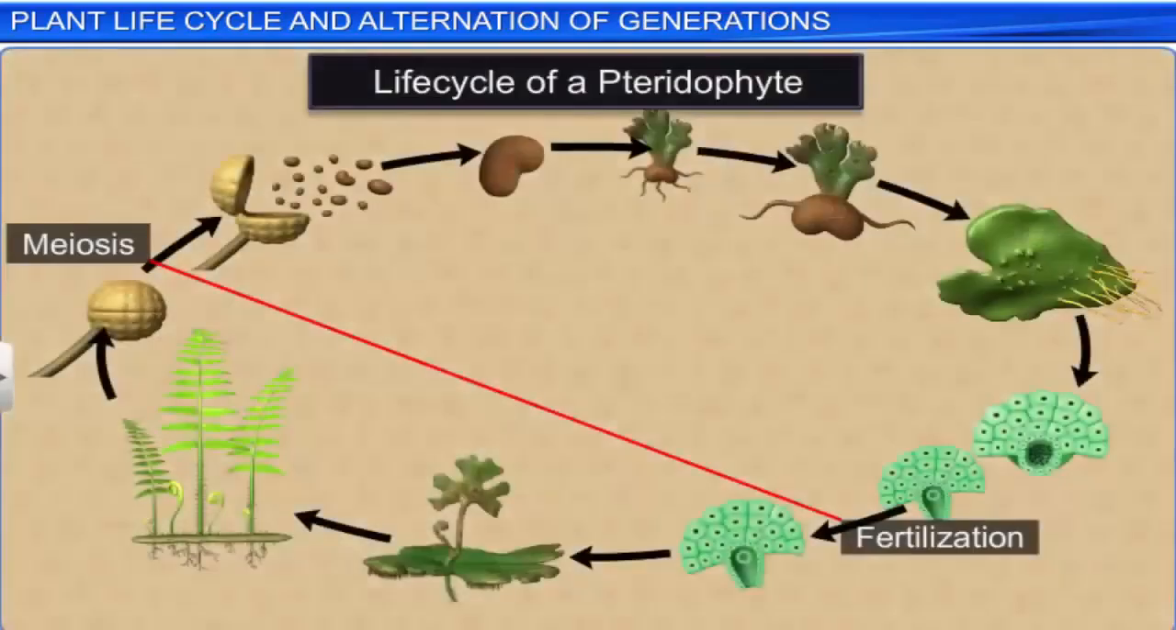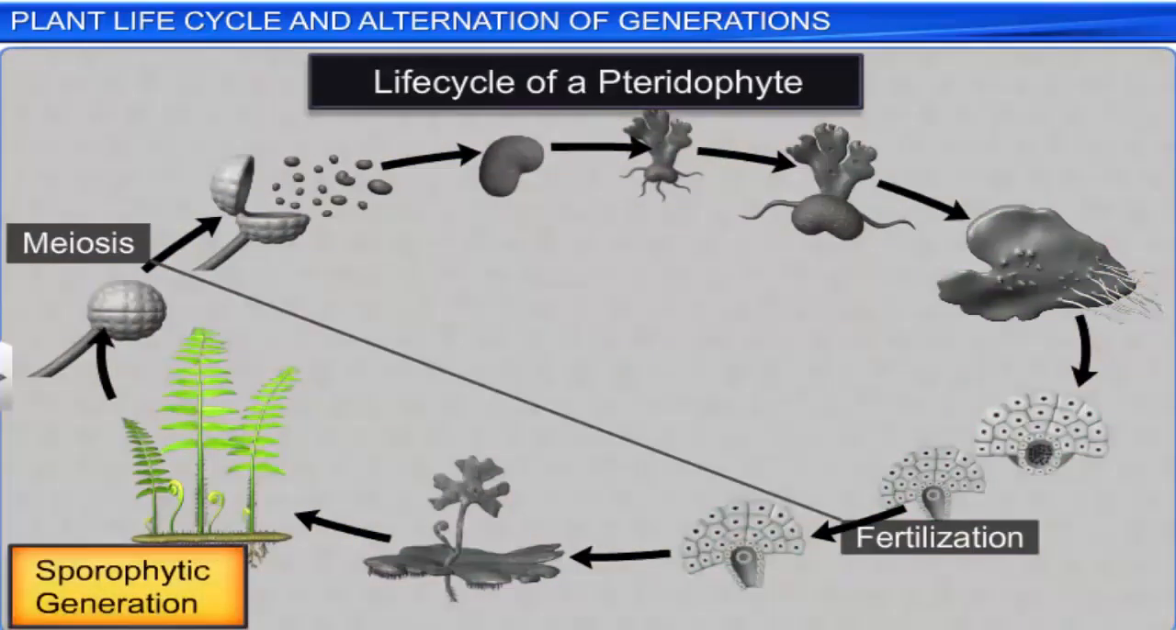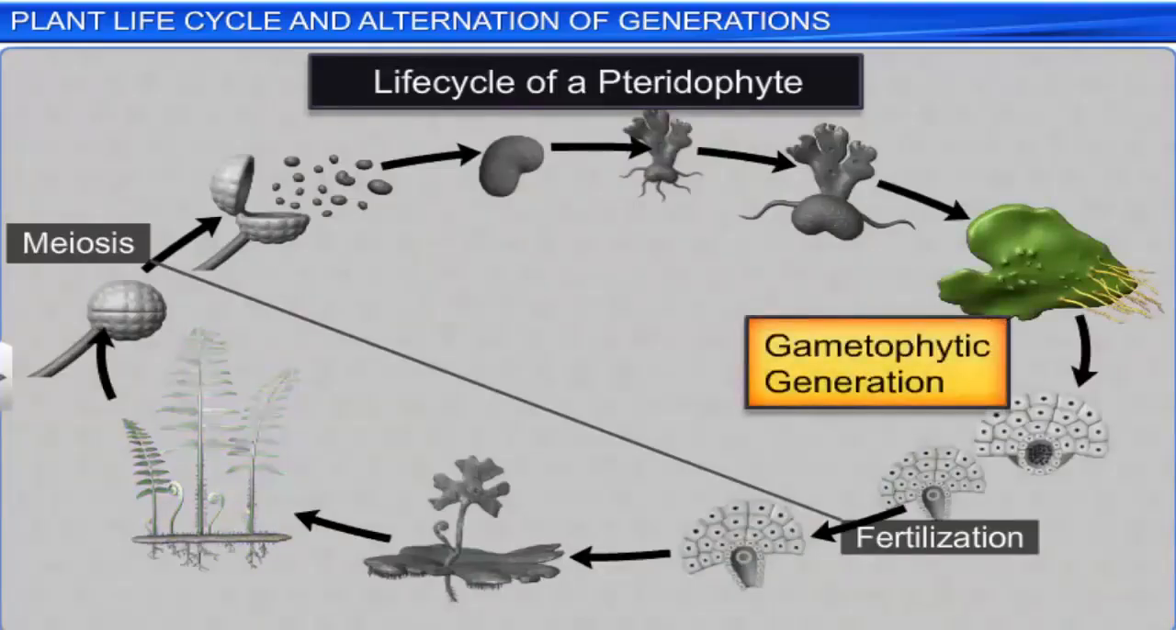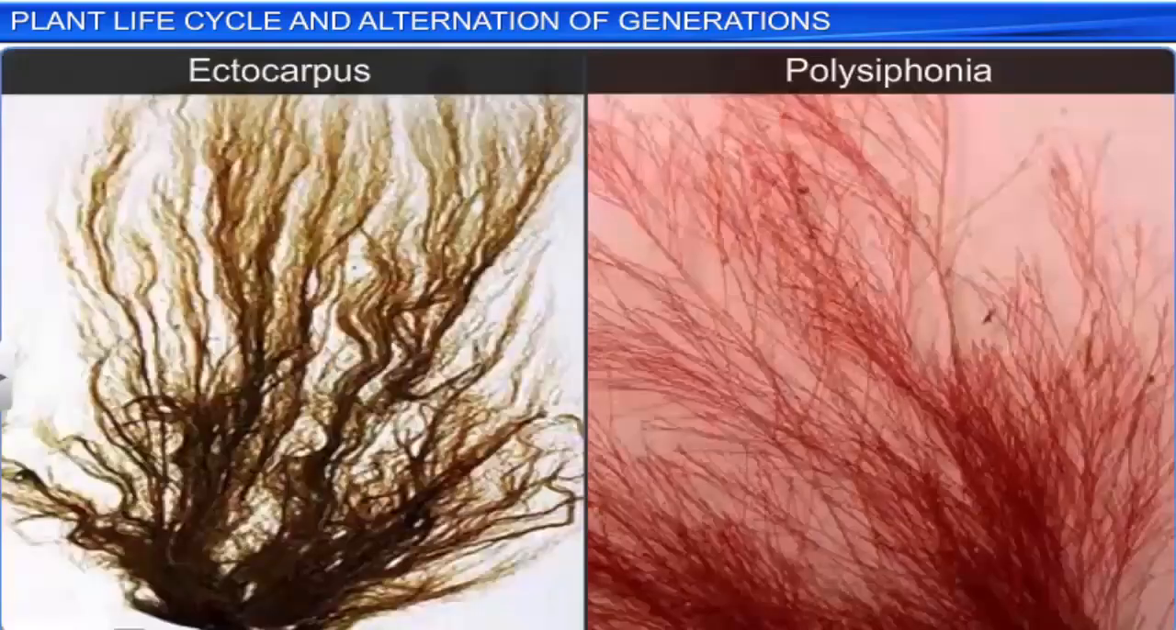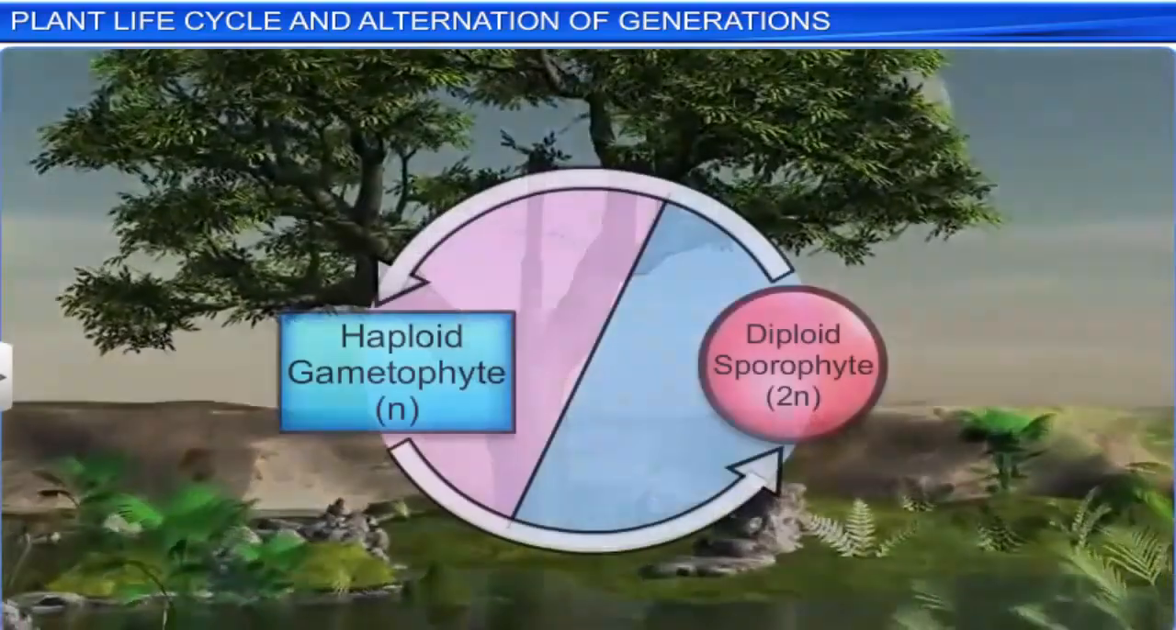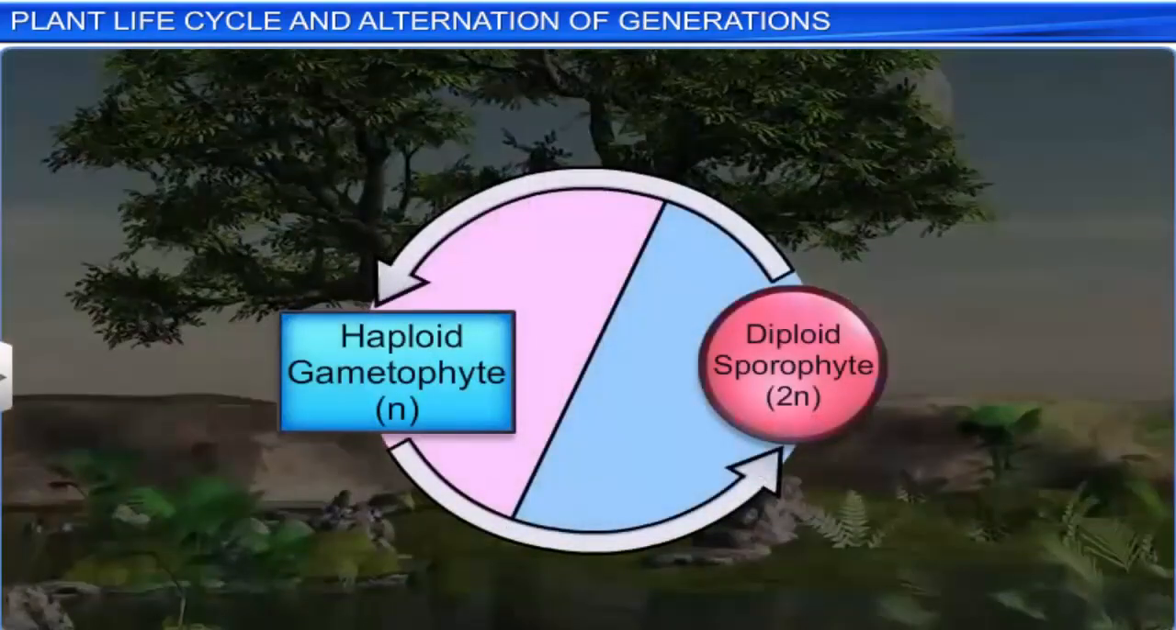In Pteridophytes, the photosynthetic sporophyte with vascular tissues is the dominant phase that alternates with the haploid, independent, multicellular, saprophytic or autotrophic gametophyte. Apart from Bryophytes and Pteridophytes, certain algae such as Ectocarpus and Polysiphonia also exhibit the haplodiplontic life cycle. Thus, every plant cycle is marked by alternation of the sporophytic with the gametophytic phase. However, the dominant phase differs in different plant groups.